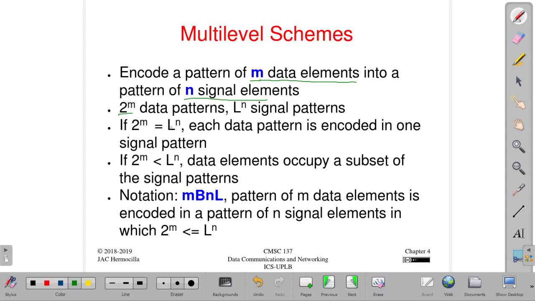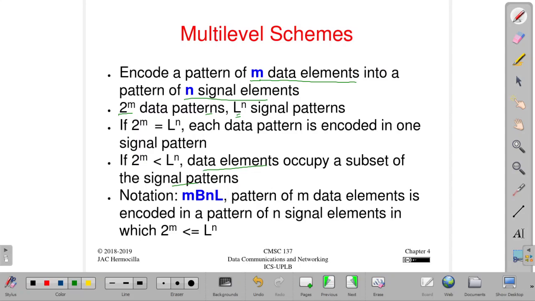We have 2 to the M data patterns, and we have L signal patterns. Remember, L is the signal level. So if 2 to the M equals L to the N, then each data pattern is encoded in one signal pattern. If 2 to the M is less than L to the N, then data elements occupy a subset of the signal patterns.